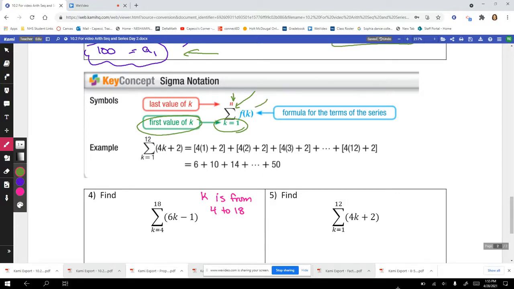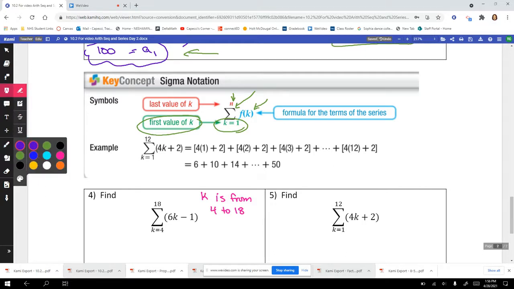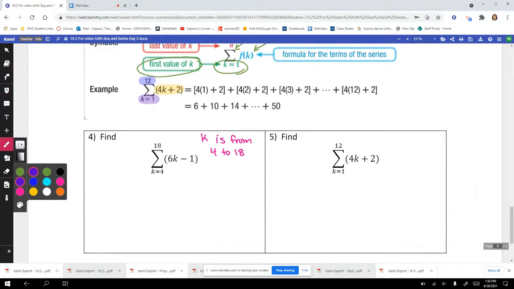And then again, we need some sort of formula. Am I adding? Am I subtracting? Whatever it is. So let's look at the example that they give us. And I think a lot of times that makes a little bit more sense. Here's my little expression that I'm going to deal with. My first term is going to be k is equal to 1, and my last term is going to be k is equal to 12. All right, so let's see how we do.